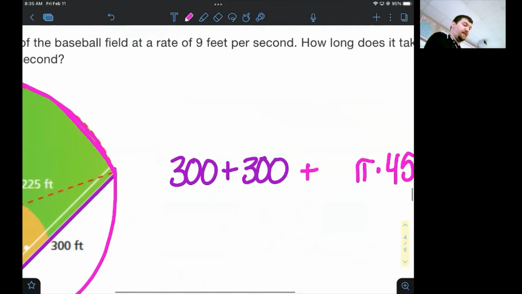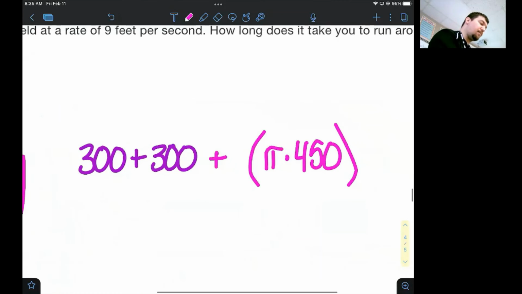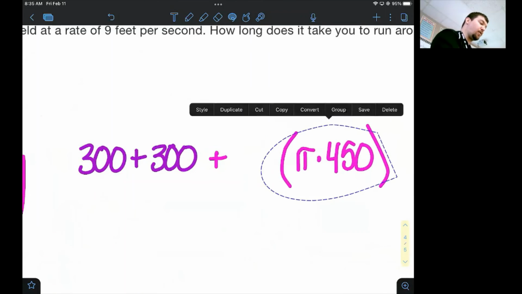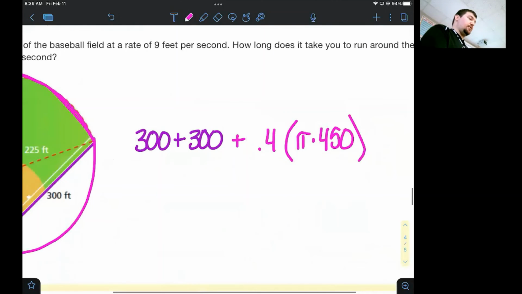So we're going to take that full circumference of 450 times pi, and we're just going to times that by, as Maddox said, 0.4 because we want 40% of that circle. We're not going to times it by 0.5 because that'd be a semicircle. That'd be 50%. This isn't quite as big as a semicircle. If you do that, and you can just do it all in one step because it's all multiplication, 0.4 times 3.14 times 450. Not as bad as I thought.